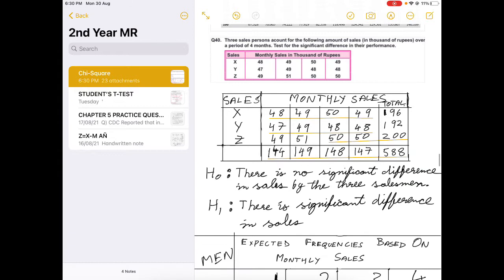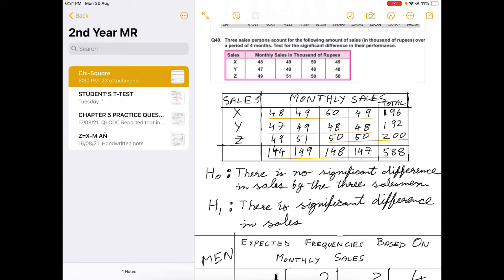You have to test for a significant difference, probably in a question where they give you a comparison of performance between different salespeople. Wherever this kind of comparison comes, whether there is a difference between them or no difference between them performance-wise, in such cases we will automatically use the chi-square test.